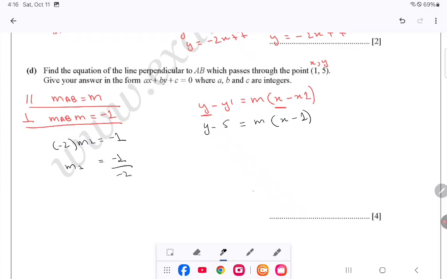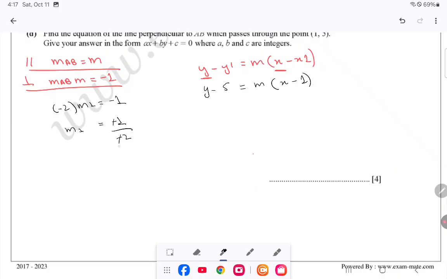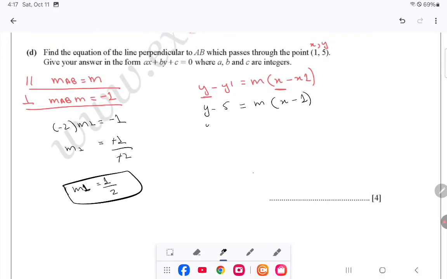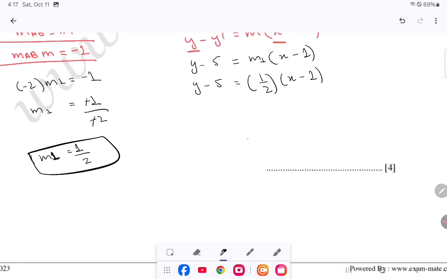When we divide both sides by 2, the negatives cancel, and we are left with the perpendicular slope equal to positive one half. This is the slope we calculated for the perpendicular line. So y minus 5 is equal to one half, the perpendicular slope, times x minus 1. If we multiply both sides by 2, we are left with 2y minus 5 and the 2 will be cancelled, x minus 1.